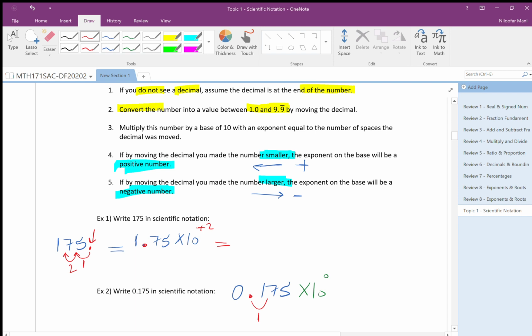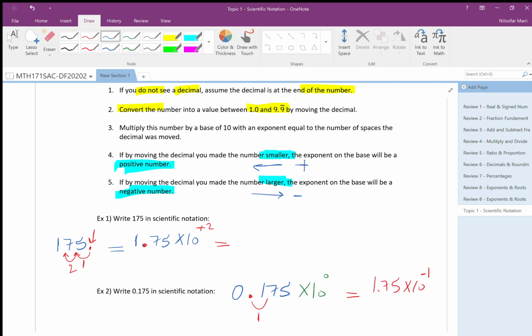I go 1 to the right. If I go to the right, I need to make it negative. So it is 1.75 multiplied by 10 power minus 1. How can I make sure I didn't make a mistake? I use my calculator. If my calculator gives me the same number as before, I didn't make a mistake. So left positive, right negative, exactly equal to the same moves that you had.